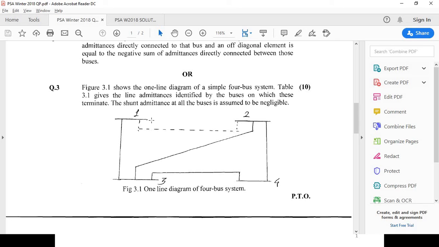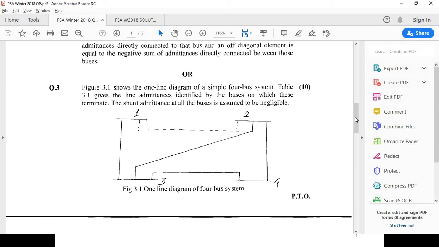That is, y11 will change, y12 will change, then y21 will change. Y21 will be equal to minus y12, and in case of y22, apart from y24 and y23, we have to add this y21 also. That means whenever the line between bus 1 and 2 is connected, the diagonal and off diagonal elements of bus number 1 and 2 will be affected. So here 4 parameters will be affected: y11, y12, y21 and y22. Remaining parameters will be similar to the first case, and we will get the new Y bus matrix.